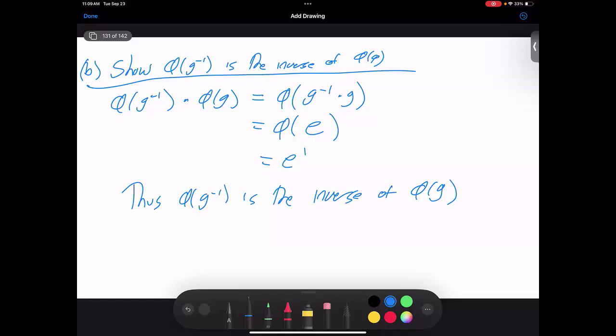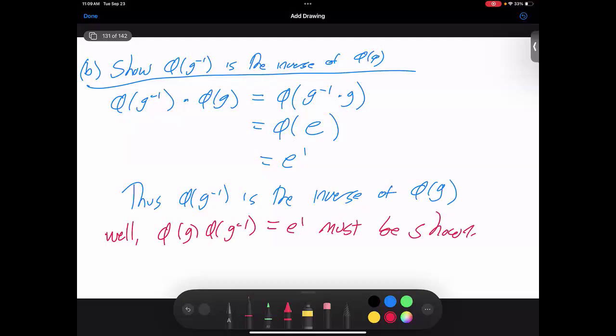Yes or no? Did we finish the proof? No. What do we have to do? Phi of g times phi of g inverse. Yeah, we have to do the other way. And this is why you really want to prove the lemma that if you have a left inverse, the left inverse is also the right inverse. Because otherwise we have to do that one little extra step. But what I hope you see is there's a natural order to proving these things.